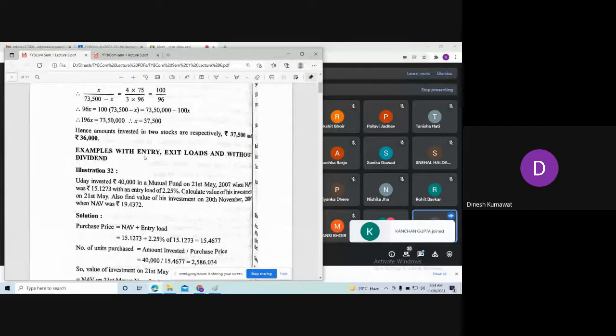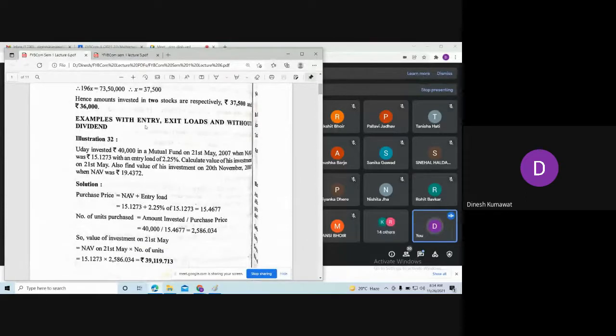Now we are going to deal with examples with entry and exit loads and without dividend. Till now we have studied those examples where there are no entry or exit loads in our problem. Now we are dealing with illustrations where there will be some entry or exit load involved.